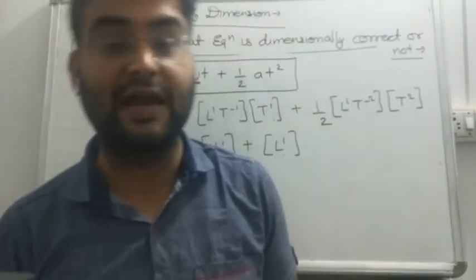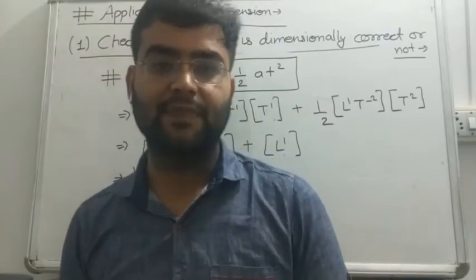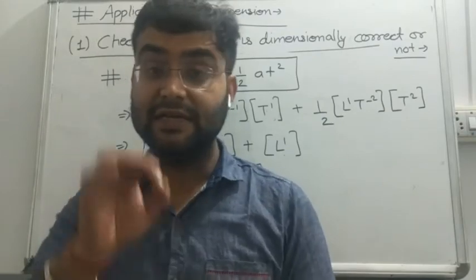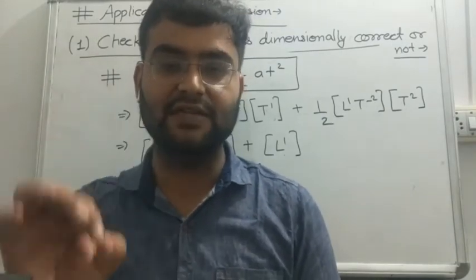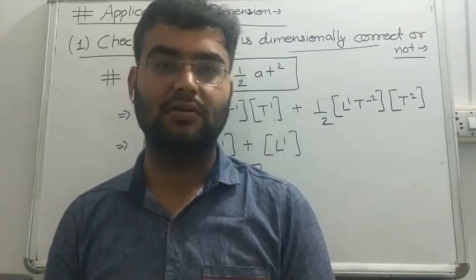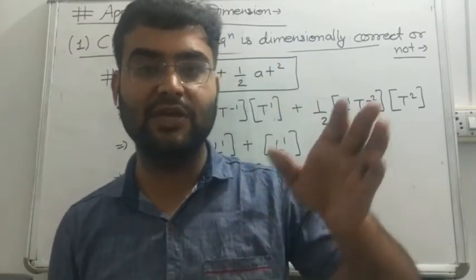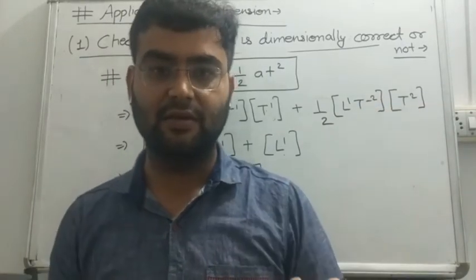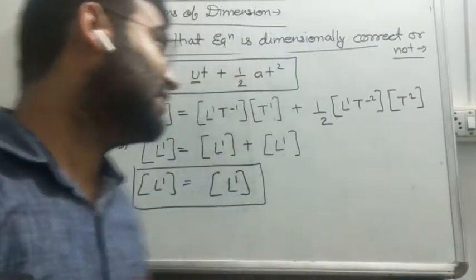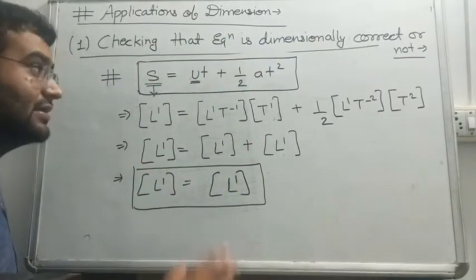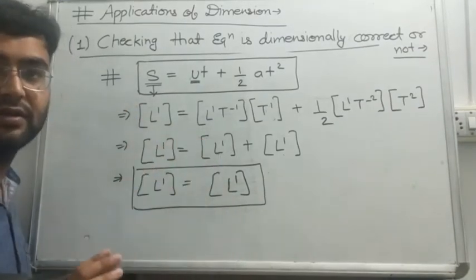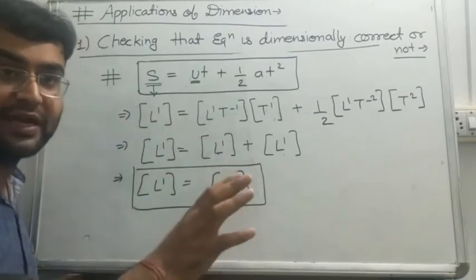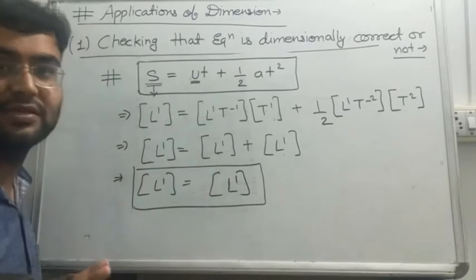Now, one more important thing. Student, see, if any equation is dimensionally correct, it doesn't mean that that equation is accurate. It doesn't mean that that equation can be used in any numerical formula. We are not saying here that that equation is correct. We are saying here that that equation is dimensionally correct. आप उसे डायरेक्टली कहीं यूज नहीं कर सकते, वो डायमेंशनली करेक्ट है, पर वो बिल्कुल करेक्ट है वो हम डायमेंशन के थ्रू नहीं बता सकते.